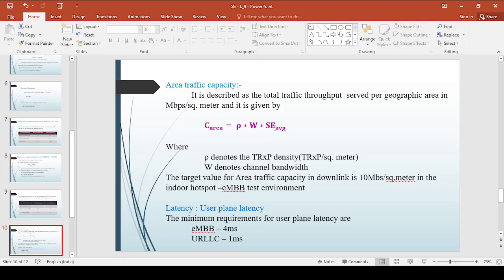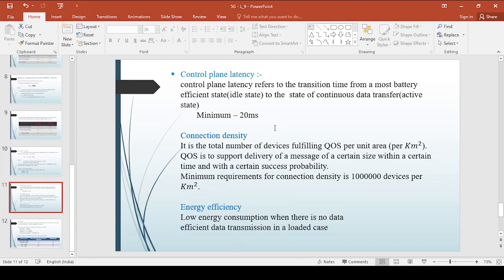One is user plane latency and the other is control plane latency. Again, the different usage scenarios of 5G are broadly classified into three: enhanced mobile broadband, represented as eMBB, URLLC, which is ultra reliable low latency communication, and massive machine type communication. The minimum requirement of user plane latency for eMBB is 4 milliseconds, and for URLLC is 1 millisecond. Now coming to the next requirement, we have control plane latency. Latency is broadly classified into two types.